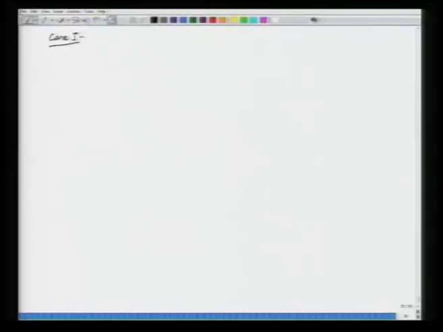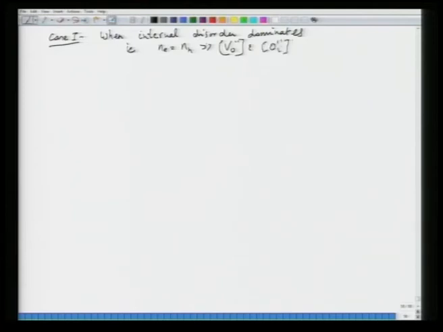So, we will look at the first case, case 1, when internal disorder dominates, that is Ne is equal to Nh, much bigger than Vo and Oi. So, what we will do is just make these lines.